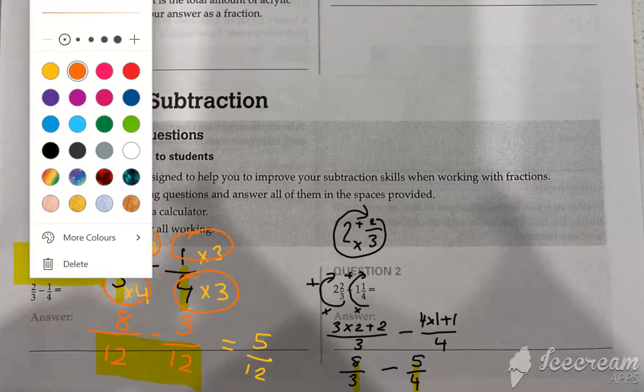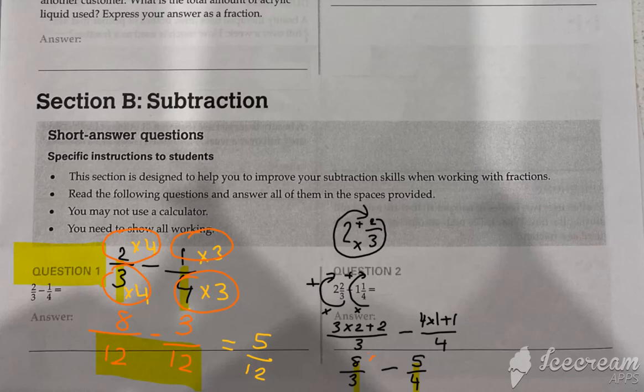And you might remember from what we did just before, I will times by 4 on this side, and I'll times by 3 on this side. So now 8 times 4 is 32, over 12, take away 15 over 12. We now have the same bases, so we're going to be able to subtract. 32 take 15 is 17 over 12.